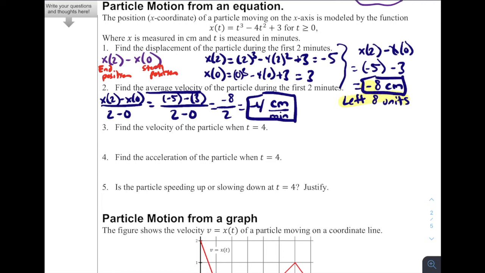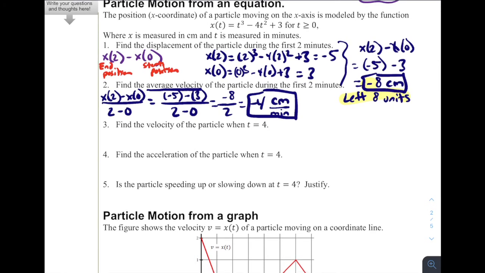So in this case, we know that the velocity v of t is going to be the derivative of the position. So the position function they gave us, we know that's up here. And so we're going to take that derivative. That looks like that's going to be 3t squared minus 8t. And then that derivative of 3 is going to go away.